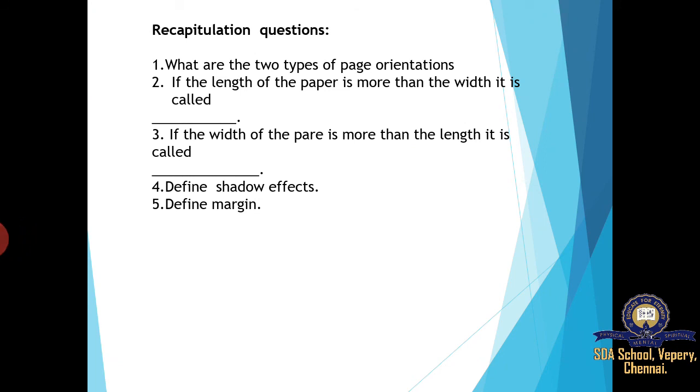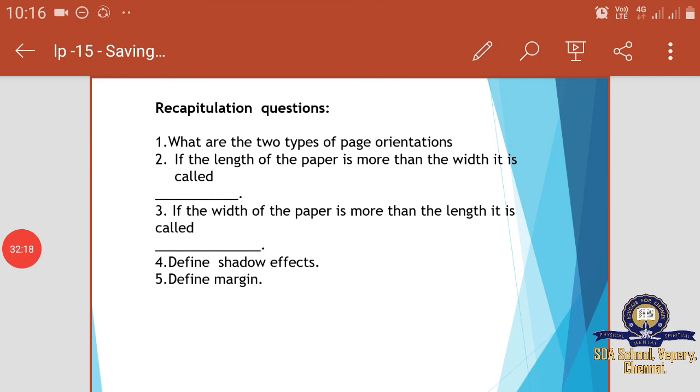Here we have recapitulation questions. What are the two types of page orientations? That is portrait, and the next one is landscape. If the length of a paper is more than the width, it is called portrait. If the width of a paper is more than the length, it is called landscape.